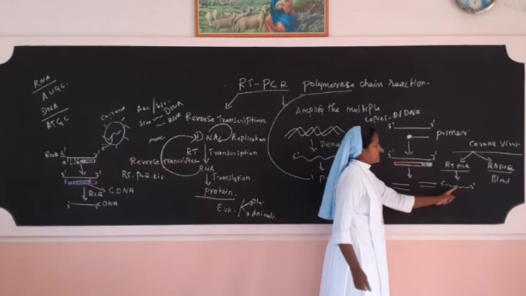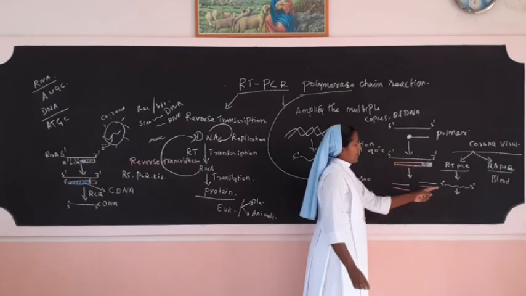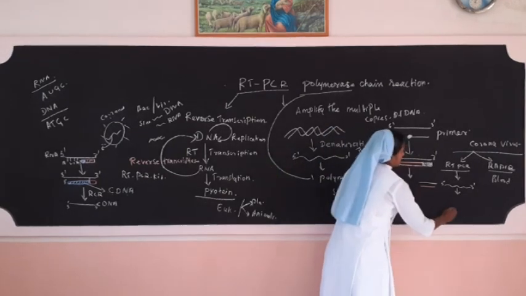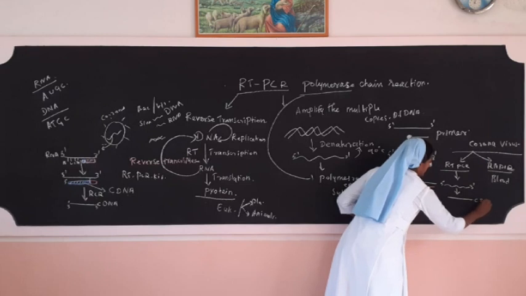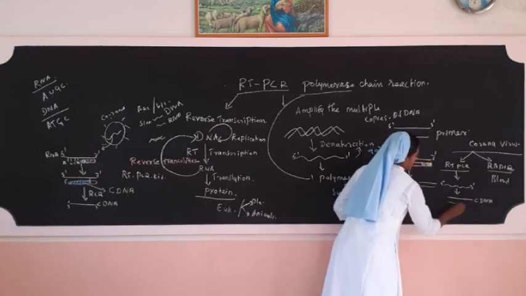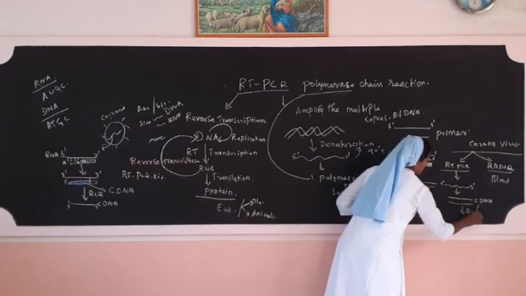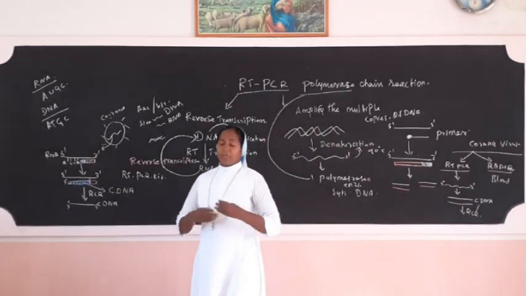So again, now this single strand, that RNA, they will take it to the reverse transcription process and convert it into a DNA, that we call cDNA. And then when the cDNA is formed, the PCR technique will be continued. So this is how they make the multiple copies.